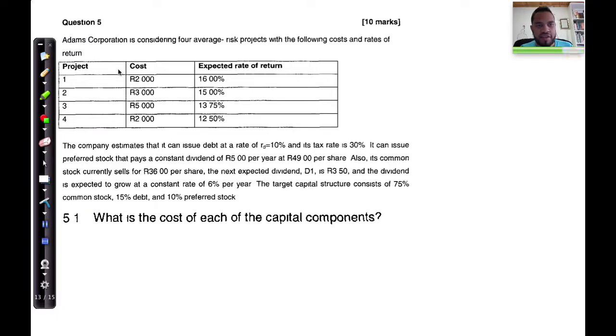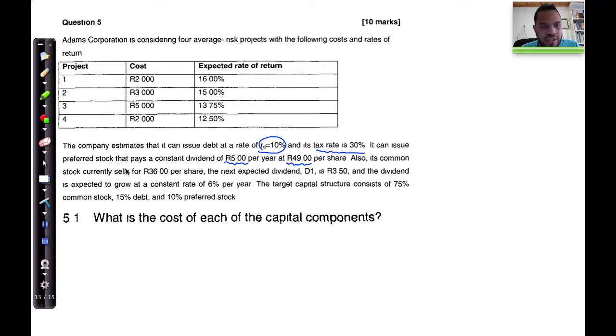At question 5, which reads, Adams Corporation is considering 4 average risk projects with the following costs and rates of return. The company estimates that it can issue debt at a rate of RD 10%, right? So I'm just going to underline the important bits in the meantime. And its tax rate is 30%, right? It can issue preferred stock that pays a constant dividend of 5 rands per year at 49 rand per share.